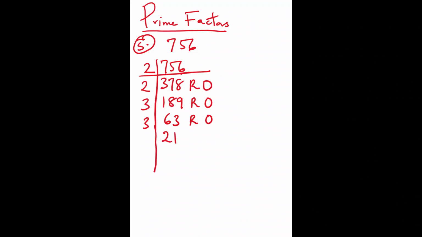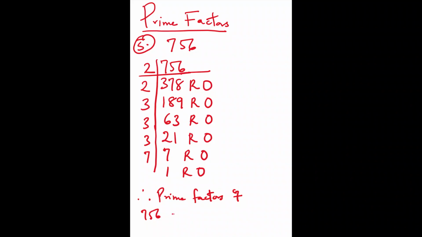63 divided by 3 is 21. Okay. And 3 can still go in 21. So 21 divided by 3 will give us 7. Remainder 0. 7 is a prime number, so the only number that can divide it is 7. So that will be 1. Remainder 0. So therefore we can say that the prime factors for 756 is 2, 3, and 7.